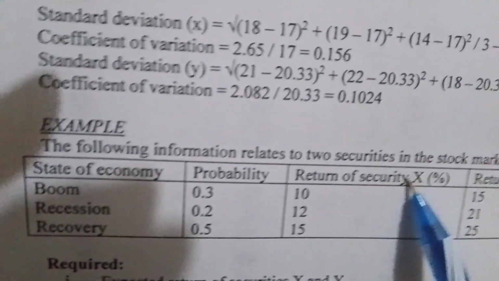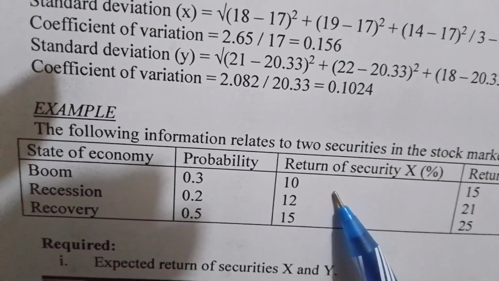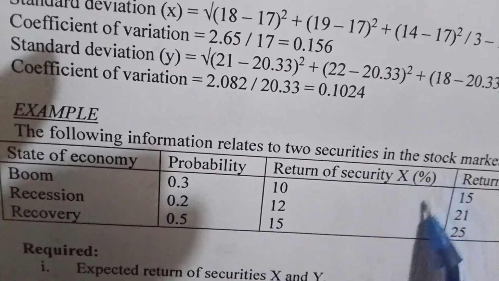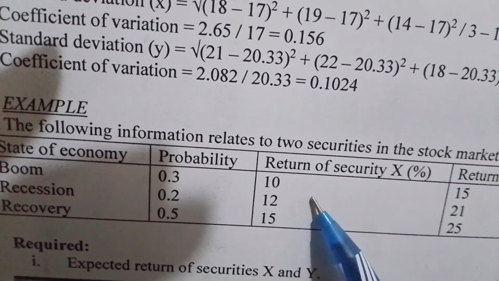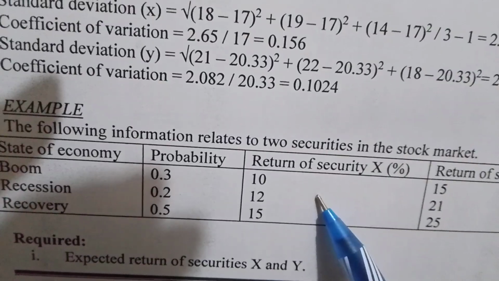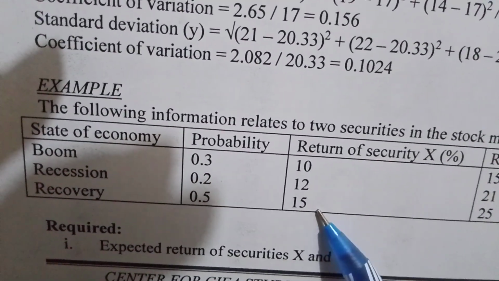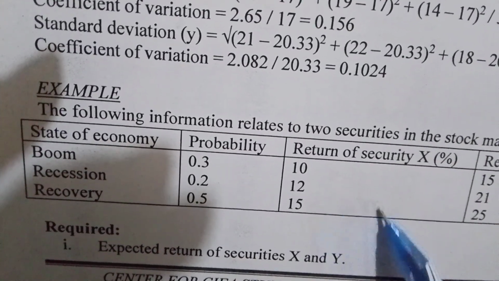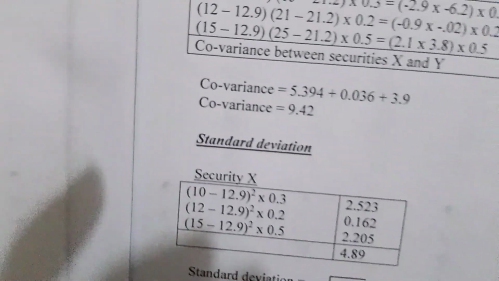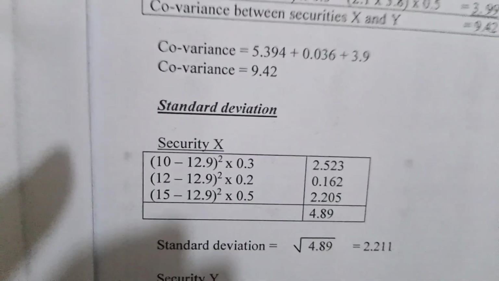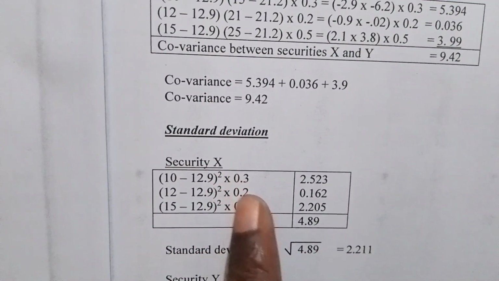So you'll be picking 10 minus 12.9 squared, you close the brackets, squared, times 0.3. Then 12 minus 12.9, close the brackets, squared, times 0.2. And then 15 minus 12.9, close the brackets, squared, times 0.5. So this is what we are doing here to get the standard deviation of security X.